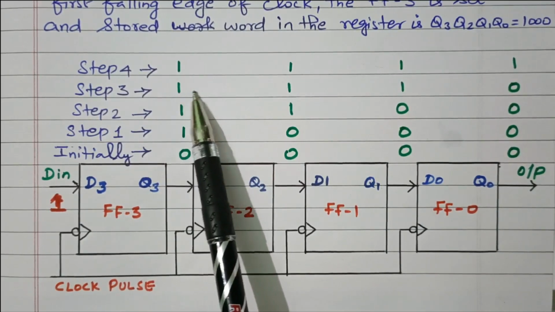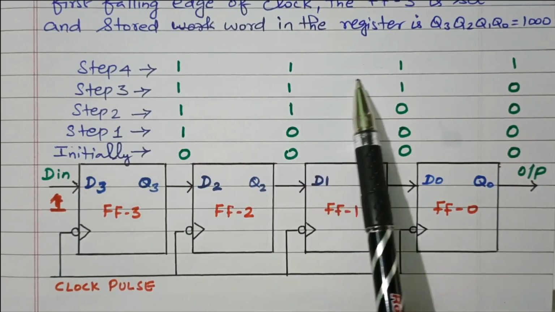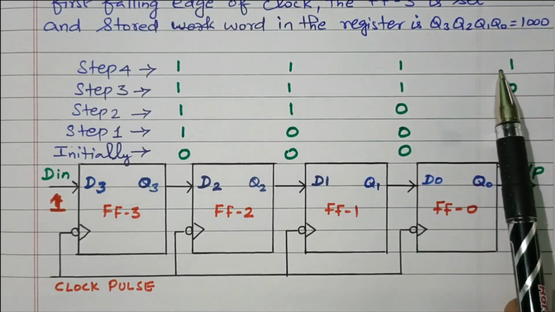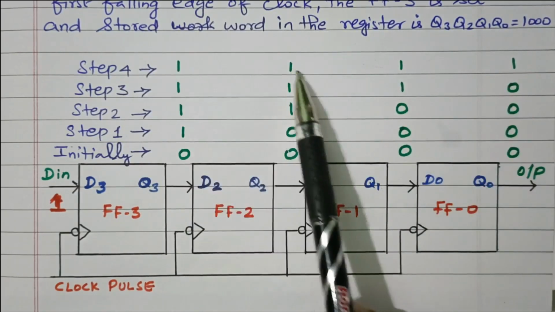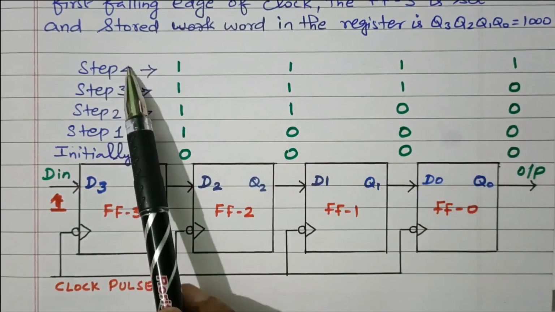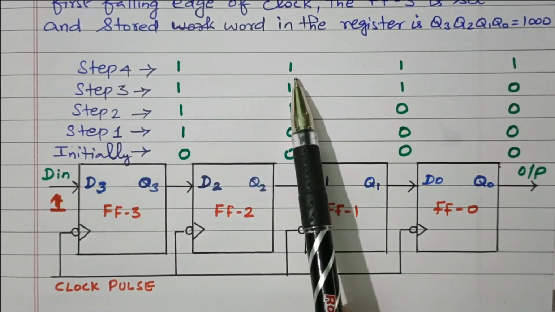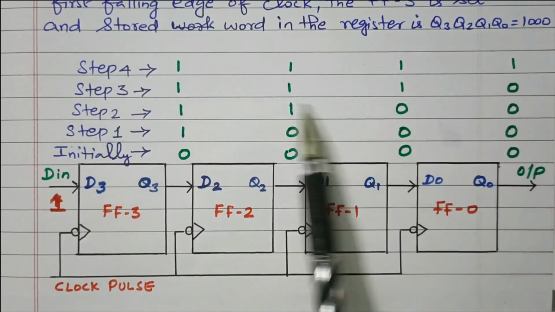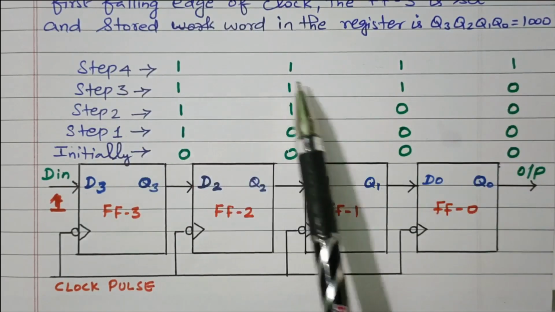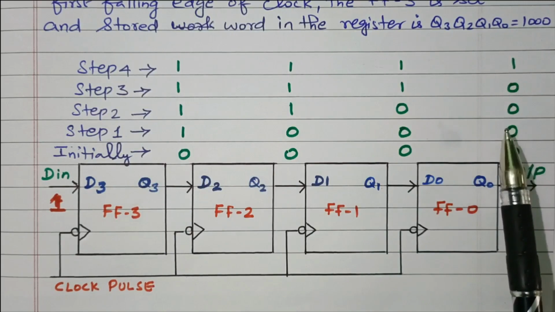What happened? This 1 will go to the next flip-flop. This 1 goes to the next flip-flop. This 1 goes to the next flip-flop. So finally it becomes 1, 1, 1, 1. After 4 steps, we got our required data 1, 1, 1, 1. That is our required data. We need to store 1, 1, 1, 1 in all the 4 flip-flops.